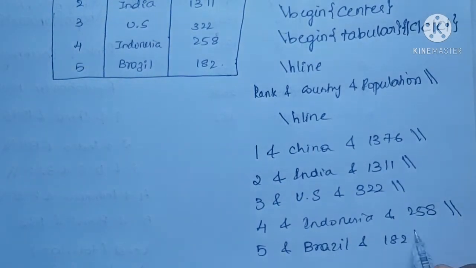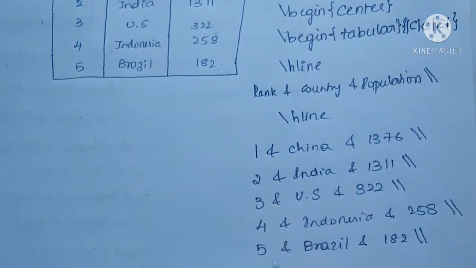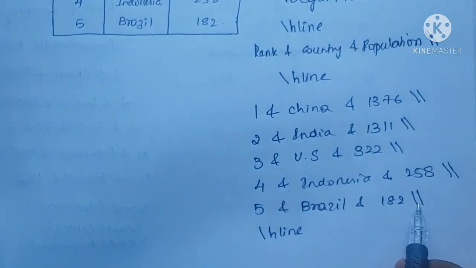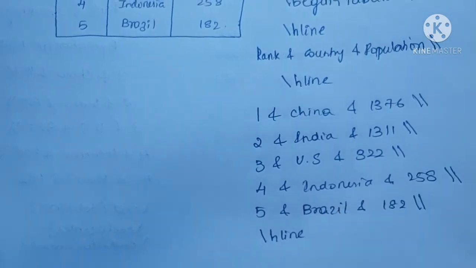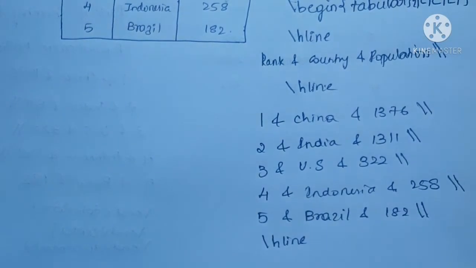Here I need to use 2 backslashes because I need a line here. If I want a line, what is the command? \hline. Got it? So I am using here 2 backslashes. Because even this is a row. This is also a row. According to the system now, even this is a row. Got it? So I am using 2 backslashes here.